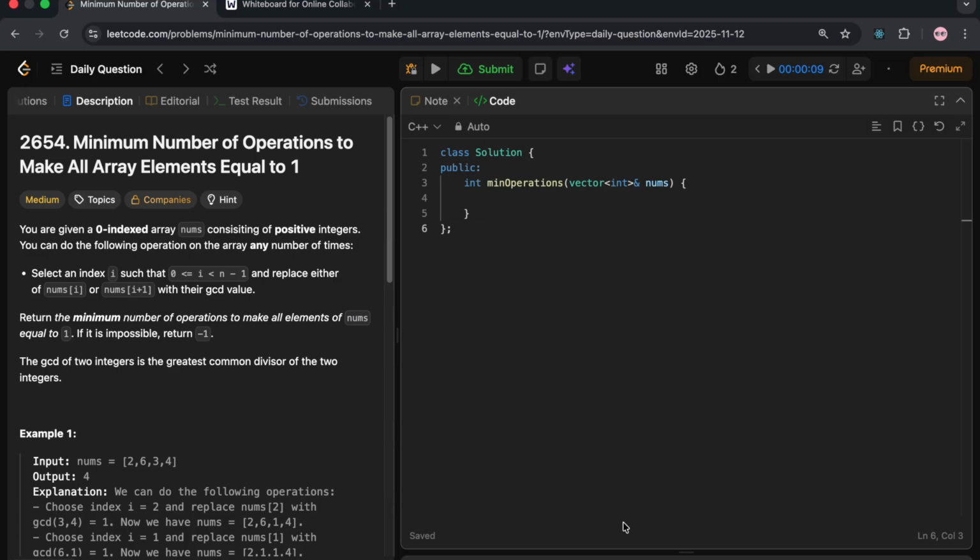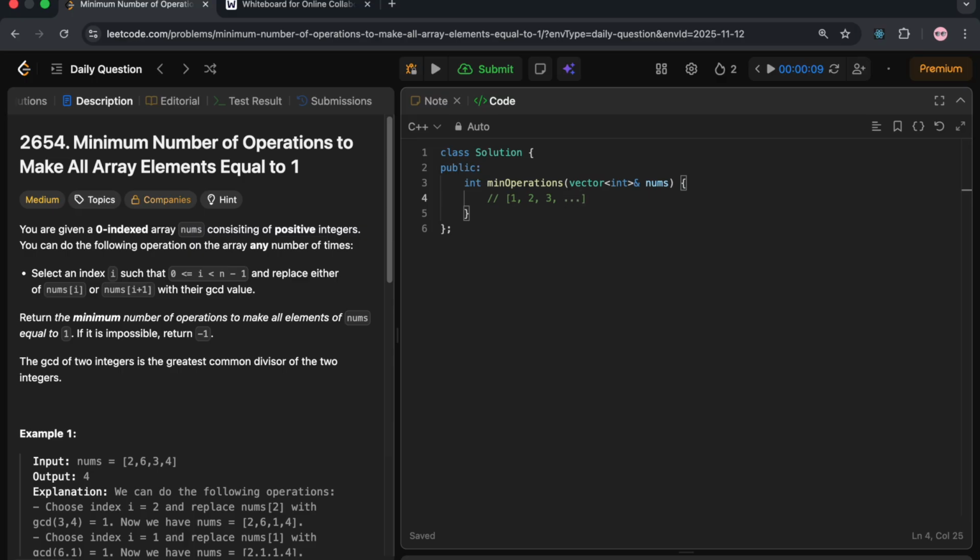So today we are going to solve this problem, that is minimum number of operations to make all the array elements equal to 1. Let's go through the problem once. You are given a 0-indexed array nums that only contains positive integers, basically like this: 1, 2, 3 and so on.